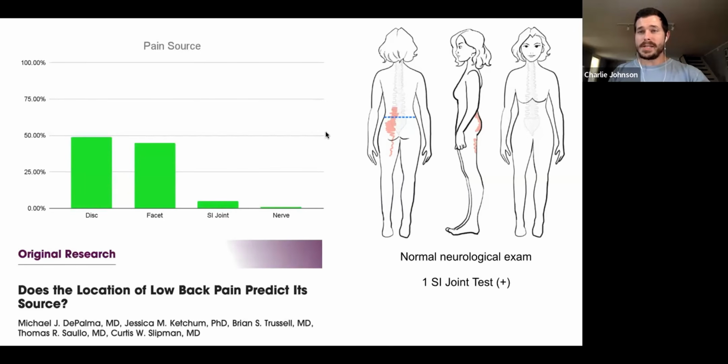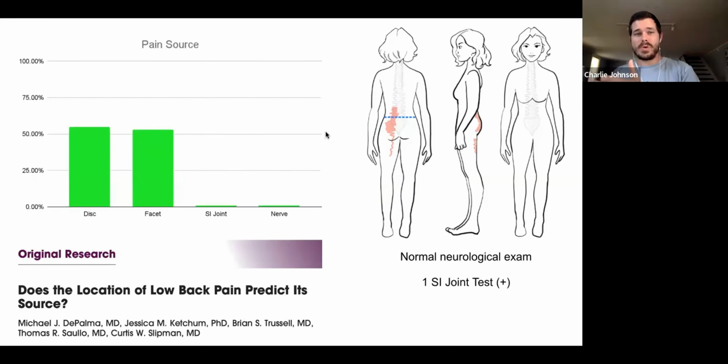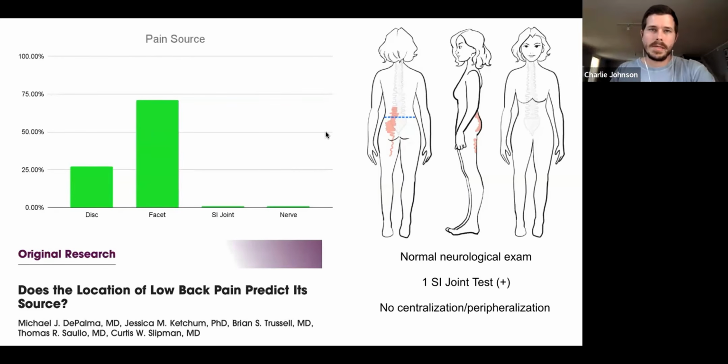There's only one SI joint test that's positive. Remember, we're looking for three or more. SI joint essentially is gone. Now it's like, all right, which is it? It's a toss-up. Is it disc or is it facet? Could be either. No centralization or peripheralization occurs. It just stays one-sided and you can't get it to move with repeated movement testing. Facet. Joint in your spine on one side. That's it. Pretty cool, isn't it?